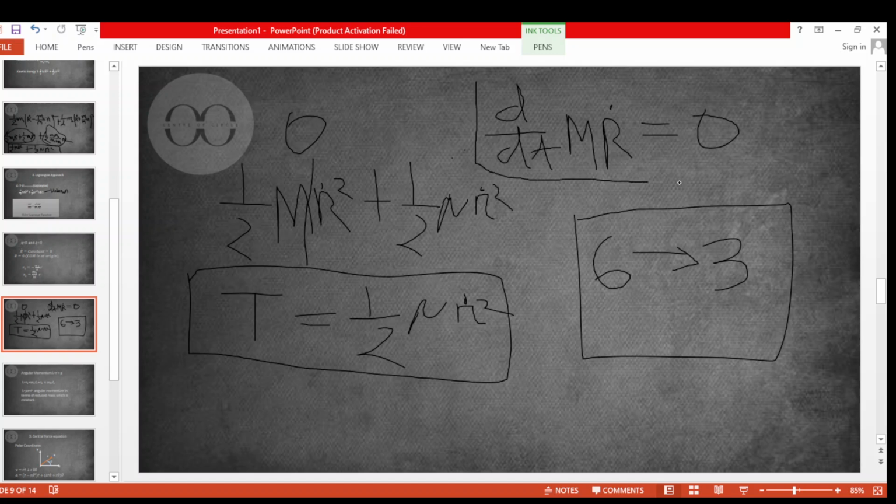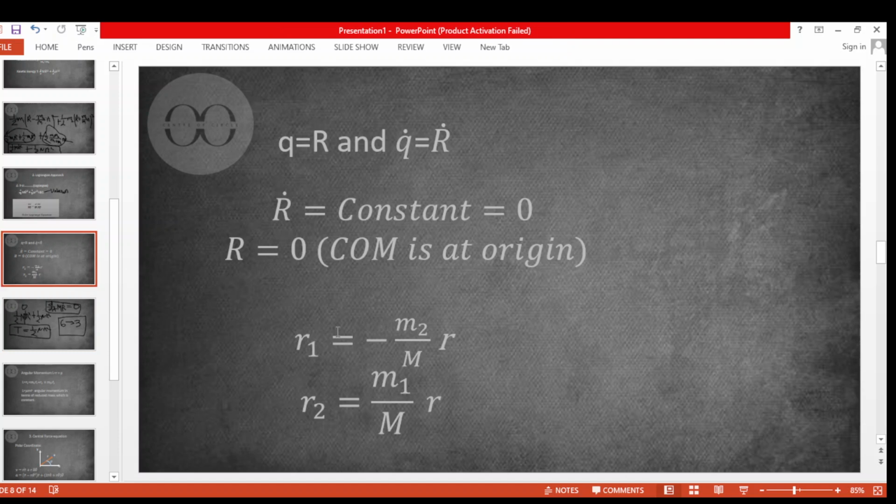This equation is the key concept. That's why r dot is constant. As capital M is constant, r dot must be constant to make its time derivative 0. So as r dot is constant, we can choose it to be 0, as we have the freedom to choose any constant, as we don't know what the constant is. So as r dot is 0, then r is 0. R is 0, that means our center of mass is located at the origin.